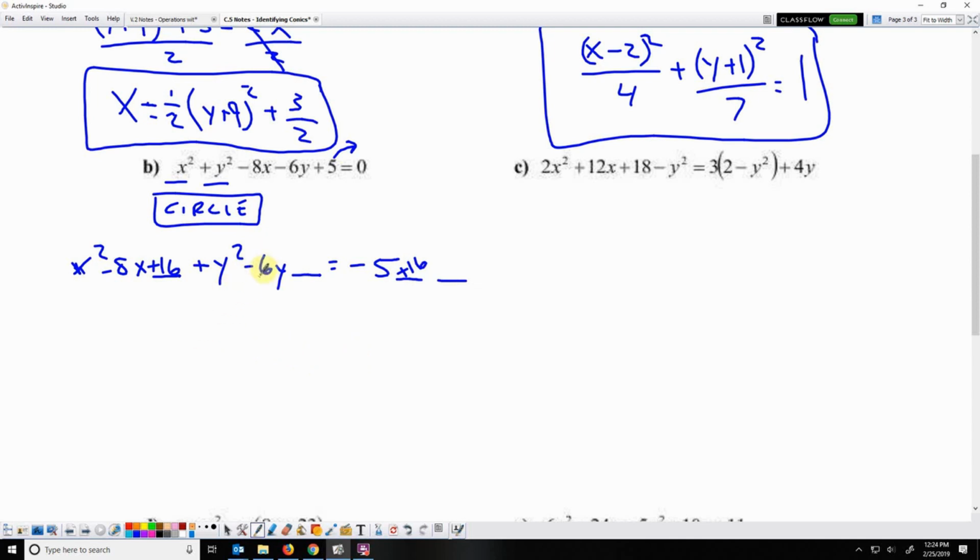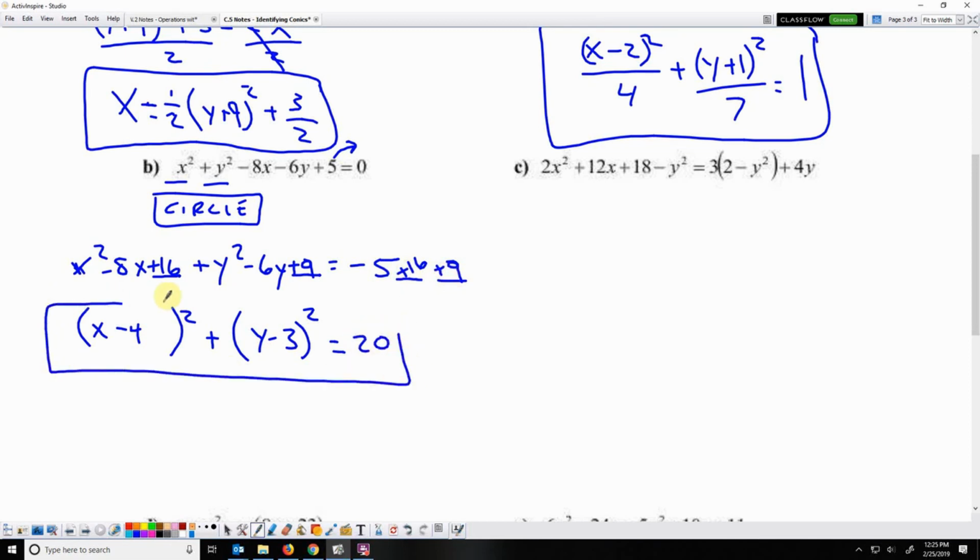Here, half of b is negative 3. Squared is 9. So plus 9. Factored form. Half of b is negative 4. X minus 4 squared. Half of this b is negative 3. Y minus 3 squared. Equals negative 5 plus 16 plus 9 is 20. And that is standard form for a circle.